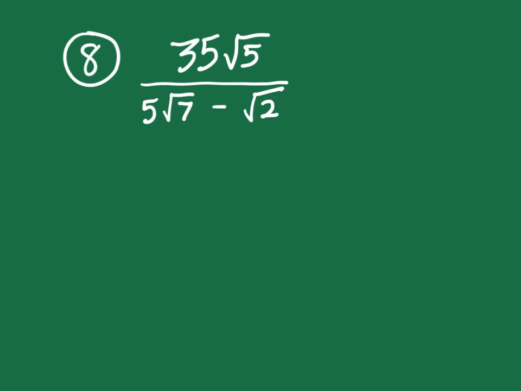Number 8, 35 square root of 5 over 5 square root of 7 minus the square root of 2. Same as on the last one, we've got a binomial denominator that's got some radicals in it. So we're going to multiply by the conjugate just like we did before. So 5 square root of 7 plus square root of 2. And same thing on the top. And this will get rid of all the radicals on the bottom ultimately.